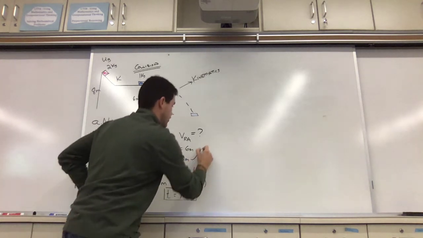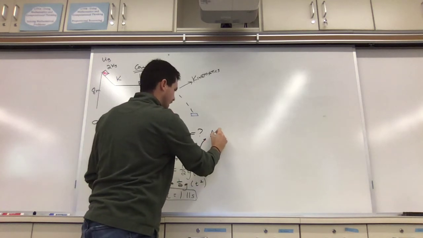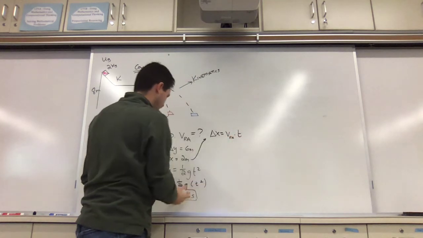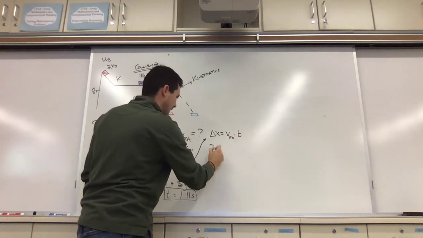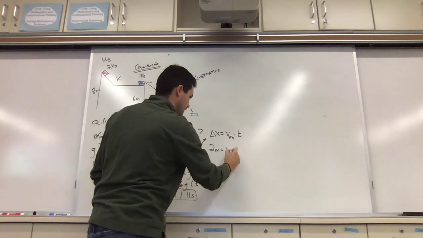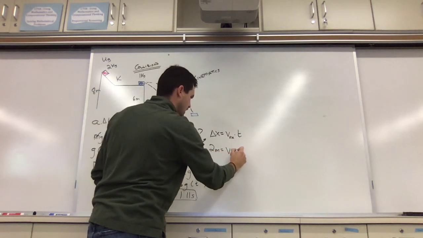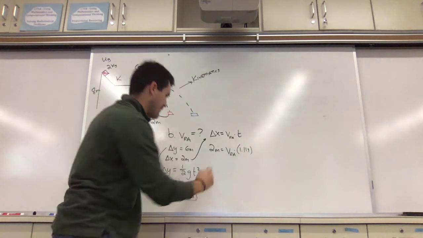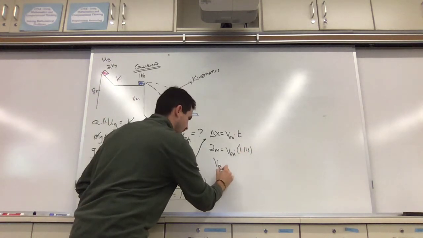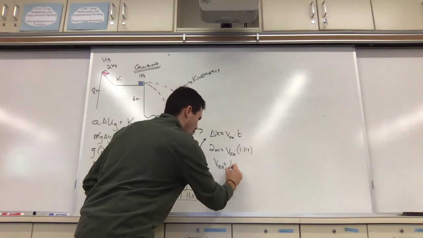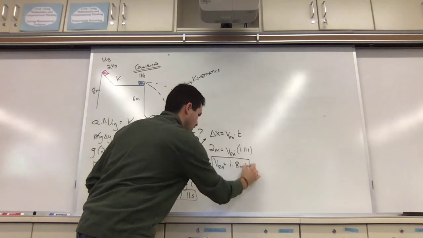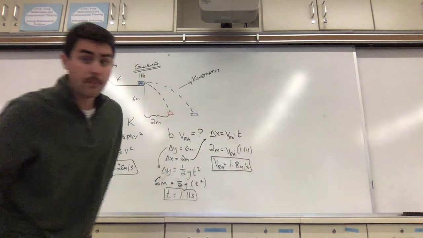So I'll take this 2 meters right here and say, well, delta x is equal to the speed, in this case the red block after the collision, times the time. What's that going to shake out to be? 2 meters is equal to v red after times the 1.11 seconds. I end up with, I believe, the velocity of the red block afterwards is 1.8 meters per second. There we go. Part B solved for.